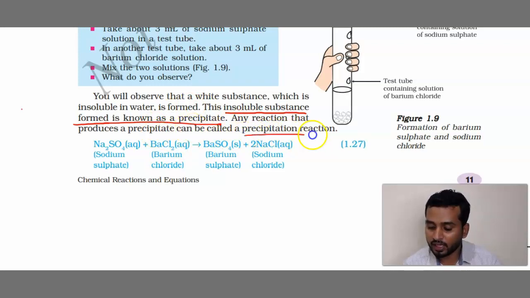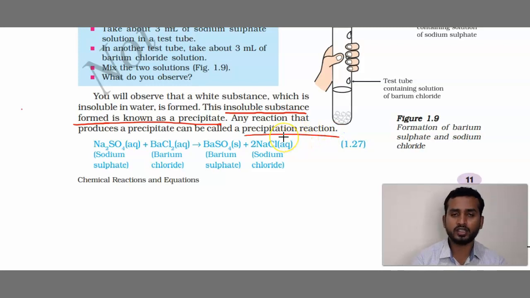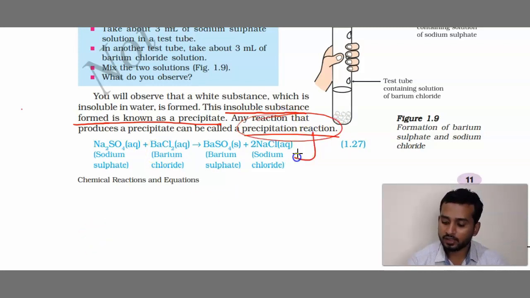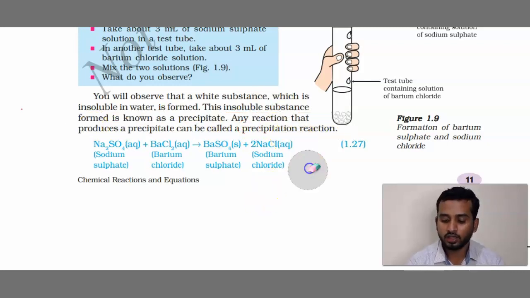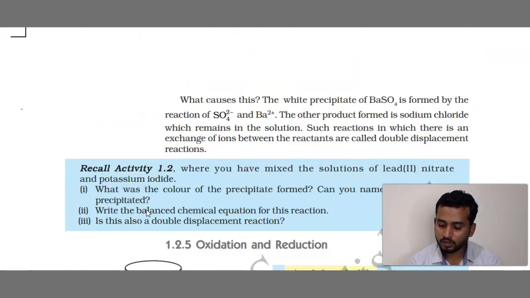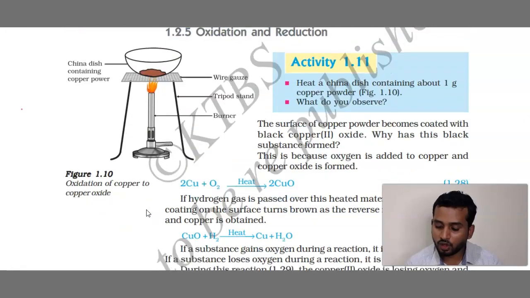If any reaction produces a precipitate, meaning an insoluble salt or insoluble substance, then it is known as a precipitation reaction, and this is an example of precipitation reaction. Very important question. They may ask you what is precipitation reaction, give an example, then you have to write this example. Done? Is this clear? Okay. And next, oxidation and reduction reaction.